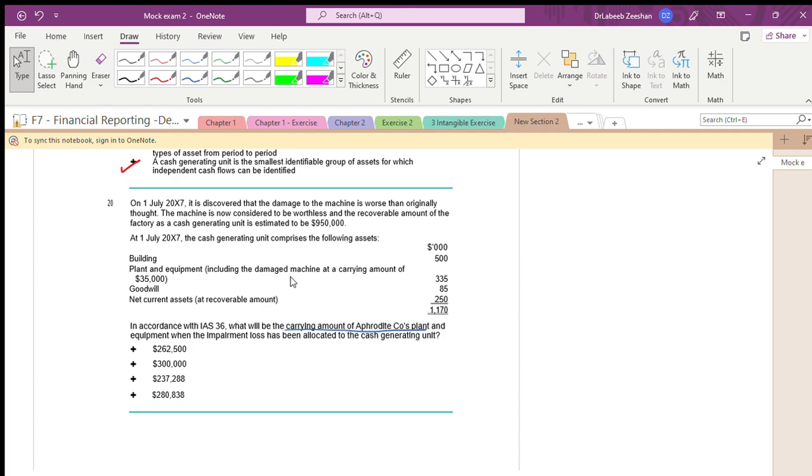At 1st July 2007, the cash generating unit comprised the following assets. Buildings are 500. Plant and machinery 335. Goodwill 85. Net current assets 250.